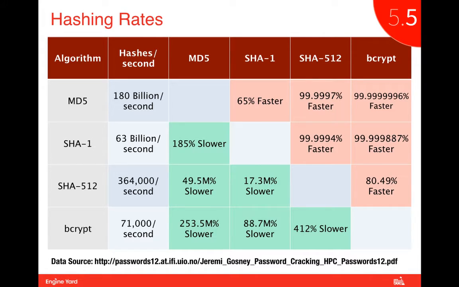253.5 million times slower. SHA-512 is only 412% slower, but that's still a big number. So, bcrypt is the way to go right now. There's also PBKDF2 or something. That was not chosen for this because they don't feel it is secure enough. That may change.